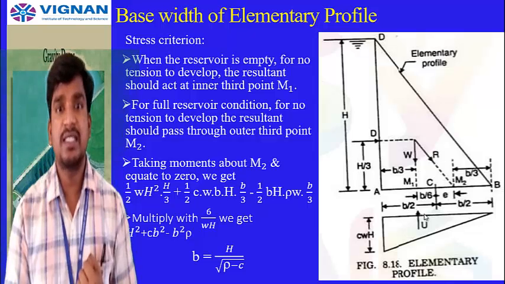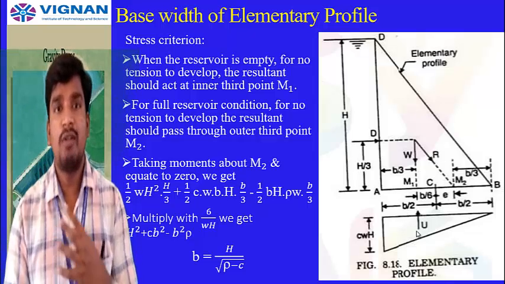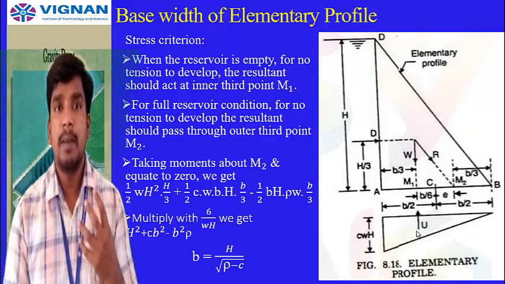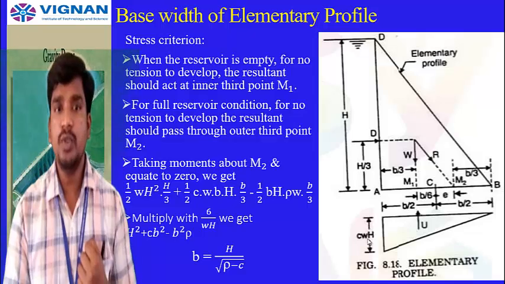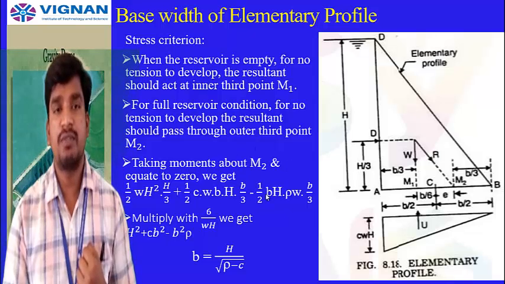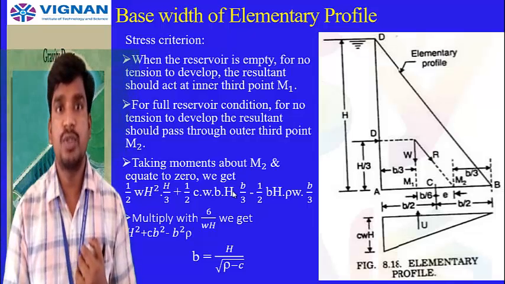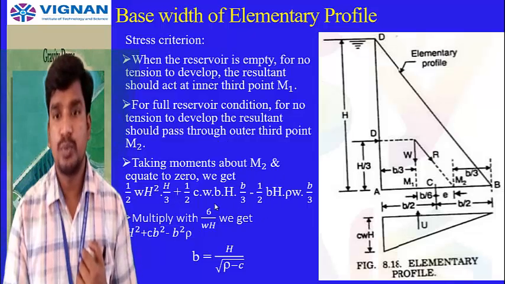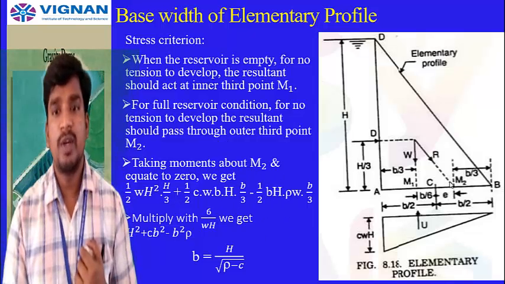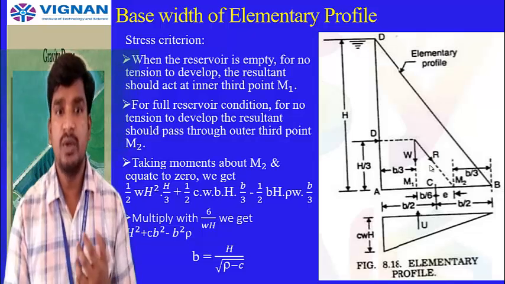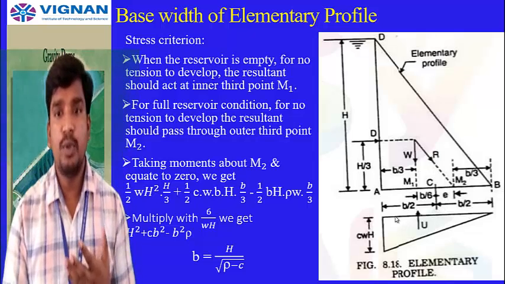So two conditions are satisfied in the elementary profile in order to avoid tensile stresses developed in the base of the dam. That is what you have seen here, two conditions. Now, taking moments about M2 and equating to 0: for the three forces which you have considered, that is the weight of the dam, the uplift pressure, and the water pressure, the resultant acts at the same point, so we take the moment about M2 for the remaining forces.